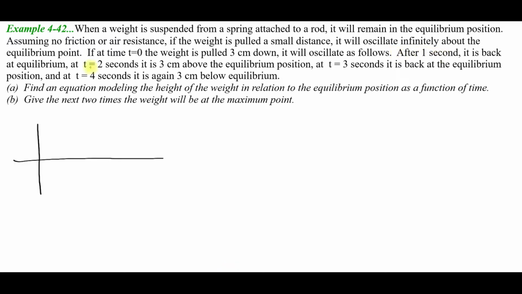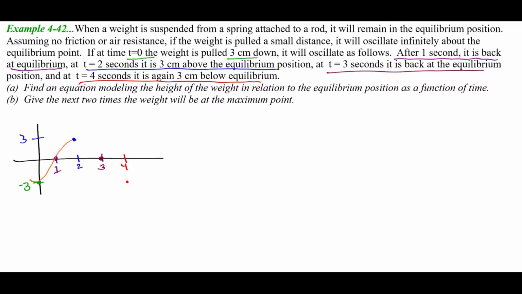So I'm going to start plotting these points here. At time equals 0, the weight's pulled down 3 centimeters. So at x equals 0, my y value is going to be -3. After 1 second, it's back at equilibrium, so that would be a y value of 0. So at 1 second, I'm here back at the axis. At 2 seconds, it's 3 centimeters above the equilibrium point. At 3 seconds, we're back at equilibrium. And at 4 seconds, we are 3 centimeters below again. So now we're back to here.